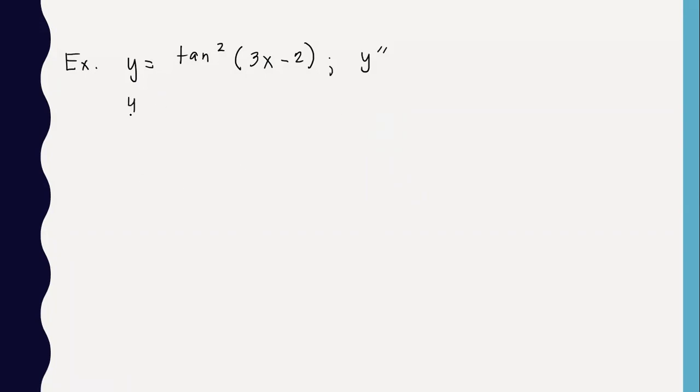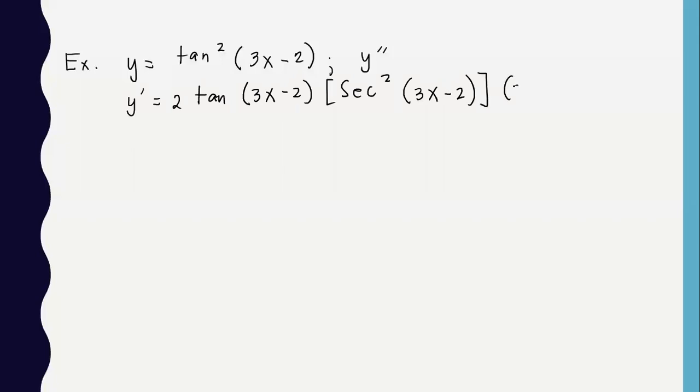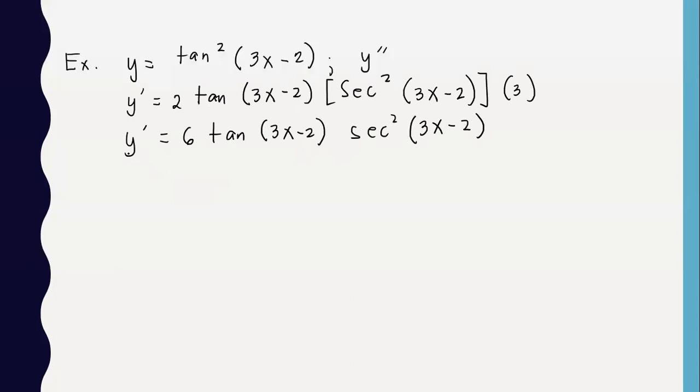Okay, first, we have y prime. Okay, you have 2 tangent 3x minus 2. The derivative of your tangent is secant squared 3x minus 2. And then the derivative is 3. Therefore, this one is y prime is equal to 2 times 3 is 6. 6 tangent 3x minus 2 secant squared 3x minus 2. Okay. We have now your y prime.